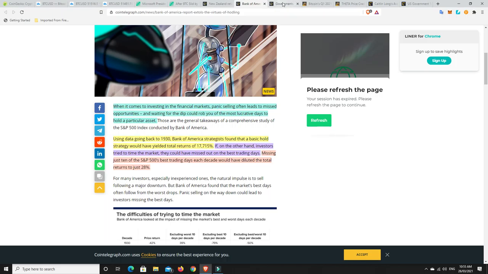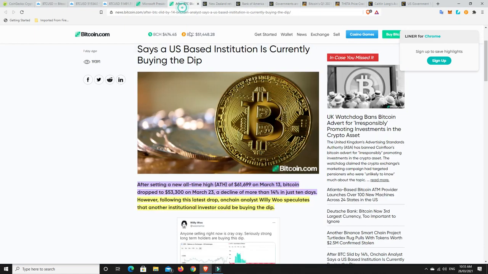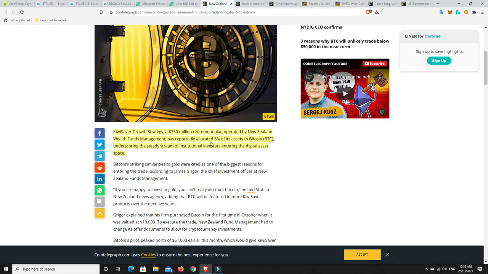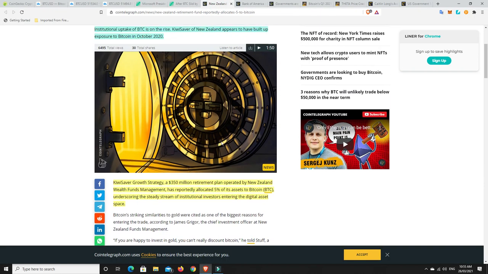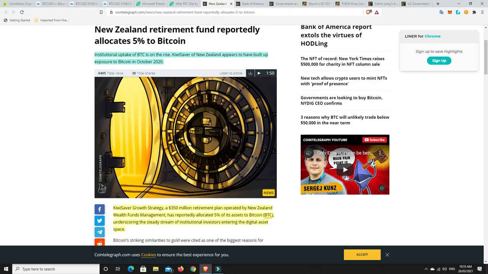Interesting, food for thought. All right, now again, going back to Willy Woo's story, he suspects at least one institutional investor is buying the dip. Well, New Zealand superannuation firms, or 401k as they call them over in the States, and I don't know what else they call them elsewhere, they have bought Bitcoin.